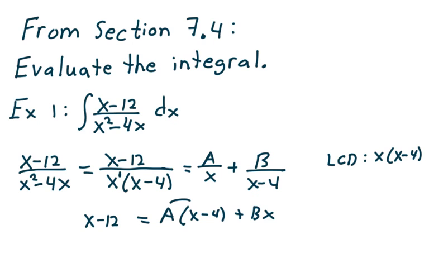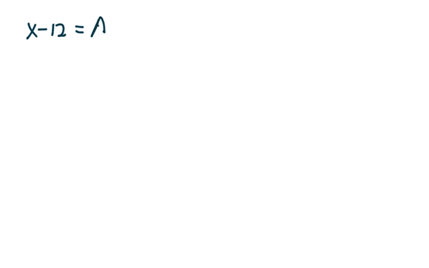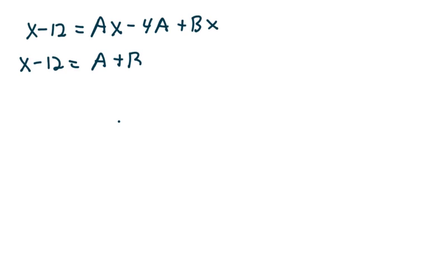And I'm going to distribute the A in. So x - 12 is Ax - 4A + Bx. And so I'm going to collect the terms that contain the x together. So we get (A + B) multiplied by x, minus 4A.